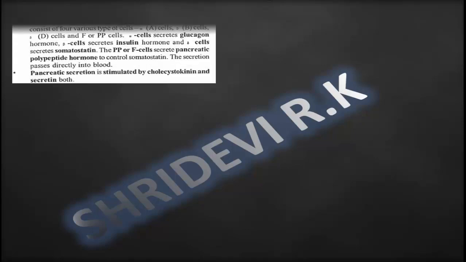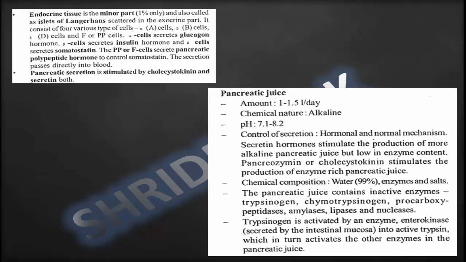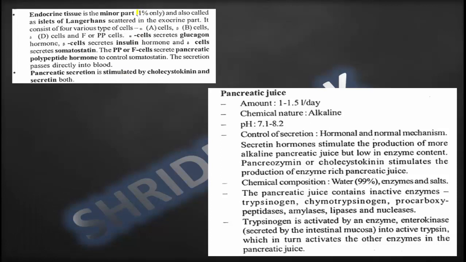Then finally, the last bit of today's video is about the composition of the pancreatic juice and the rest of the information with respect to the endocrine part of the pancreas. Endocrine tissue is a minor part of the pancreas. It represents only 1%. The exocrine portion is maximum in the pancreas. The endocrine portion of the pancreas represents only 1%, and it is called islets of Langerhans.